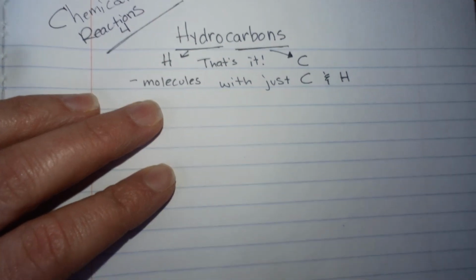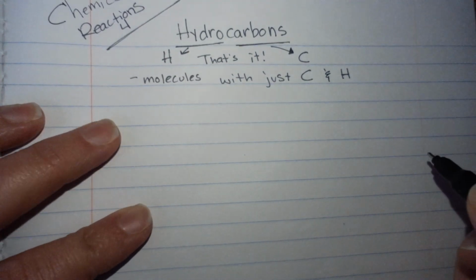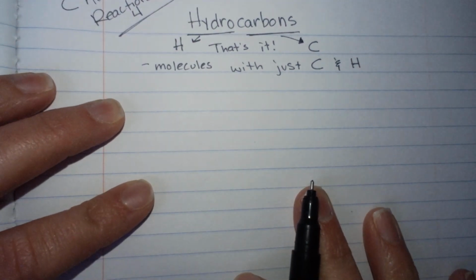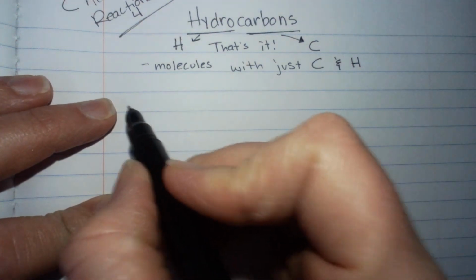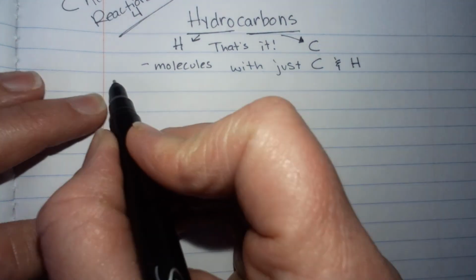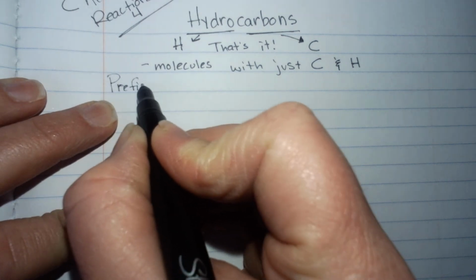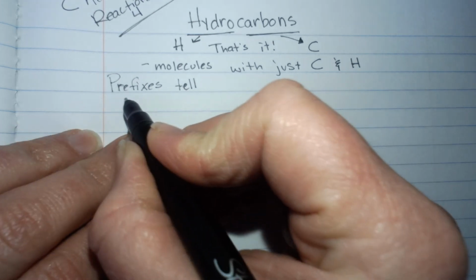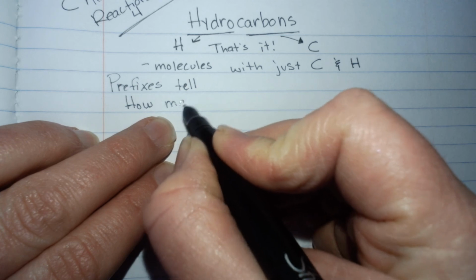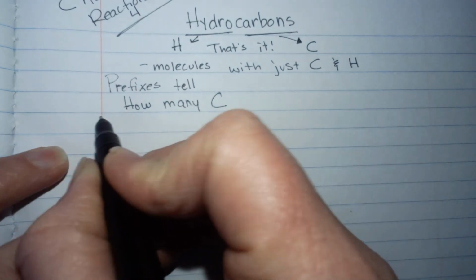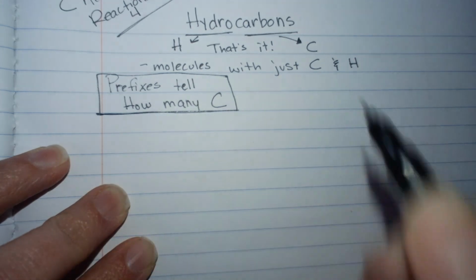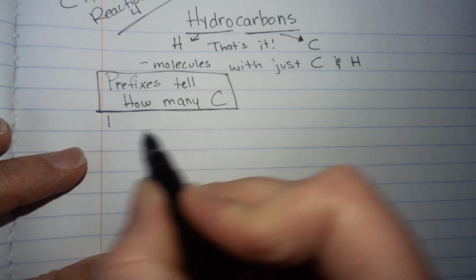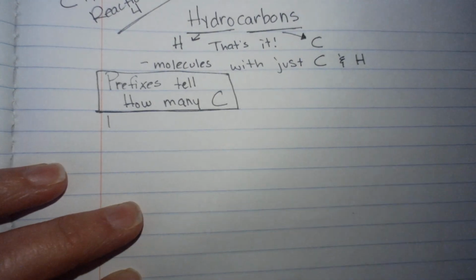So there's a couple of things to that, and we're going to need prefixes again. So if we have just carbon and hydrogen, why don't we just call them hydrocarbons and leave it at that? Well, there's a lot more to it because you can have one carbon, two carbons, three carbons. And that's where the prefixes come in. Prefixes tell us how many carbons. And you would think chemistry would make it convenient on us and just use the same prefixes as we have used before. But not so much.